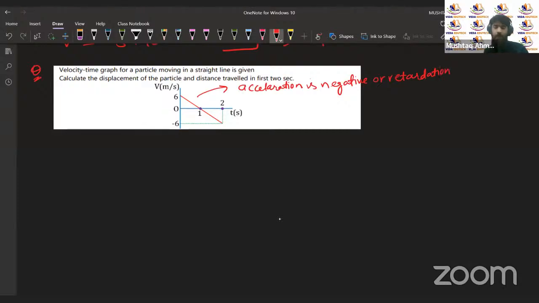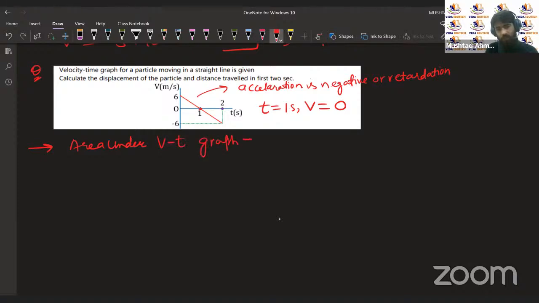It means that both velocity and acceleration are in opposite directions, so the speed of this particle is decreasing. We can see that at time t equal to 1 second, the velocity becomes 0, and the particle comes to rest. And we know that the area under the VT graph gives us the displacement. If we have to calculate the displacement of the particle, we just calculate the area under this VT graph, right?